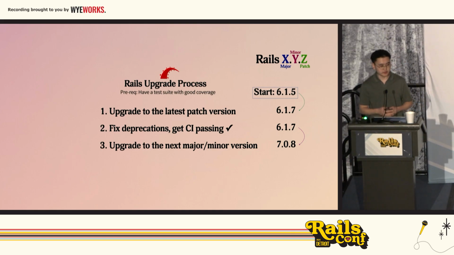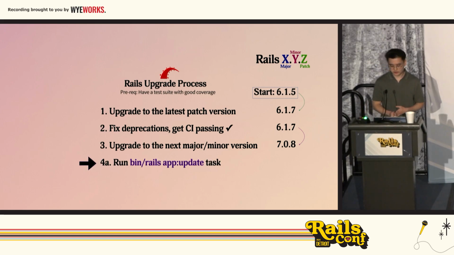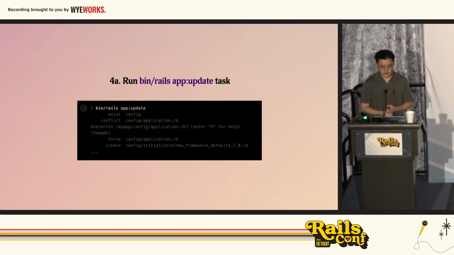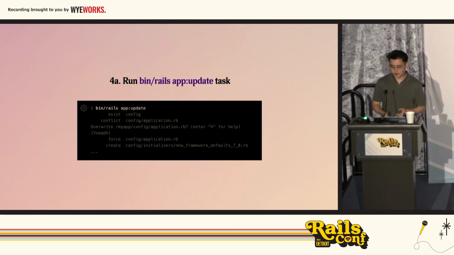However, although Rails is installed like any other gem, it is upgraded like none other. After upgrading to a new major or minor version, you will need to run the bin Rails app update task. This is an interactive script provided by Rails that guides you through overriding or modifying existing Rails configuration files that may have changed between versions.